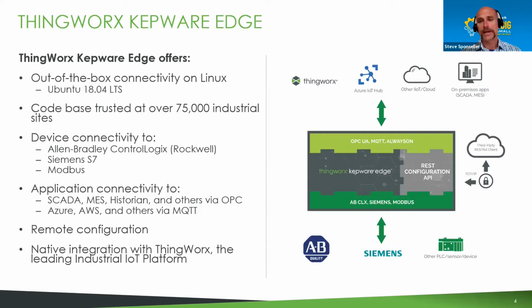That's what we call our southbound connectivity, our drivers. And then from a northbound, what we have to offer is OPC UA, MQTT, and the Thingworks Always On protocol. And you can configure it remotely using our third-party RESTful client. That's also really helpful when you're doing deployments of, hopefully, many of these across your enterprise.